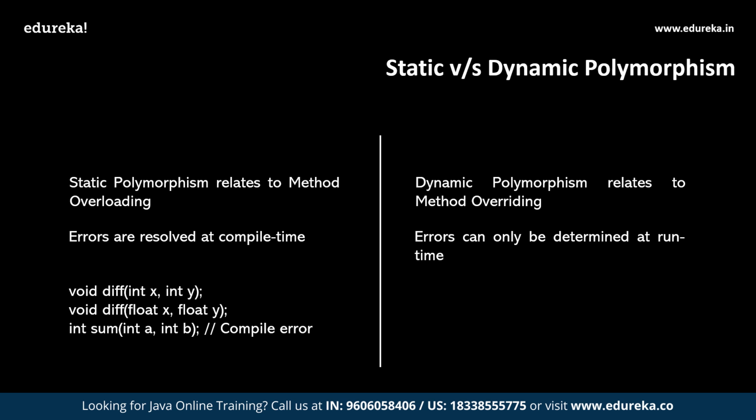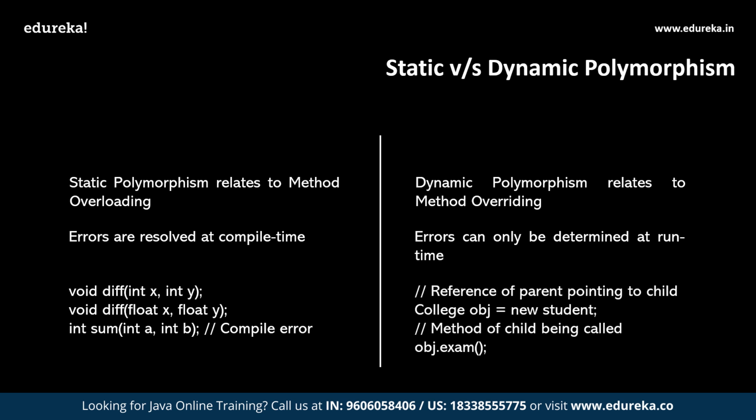Similarly, let's go through a code segment for dynamic polymorphism. You can see college here is the parent class and the object we are creating is from the child class. So the reference of the parent is pointing to the child here. That is, college obj is equal to new student. Followed by that, the method of the child is being called, which is obj.exam. So this is an example of dynamic polymorphism.